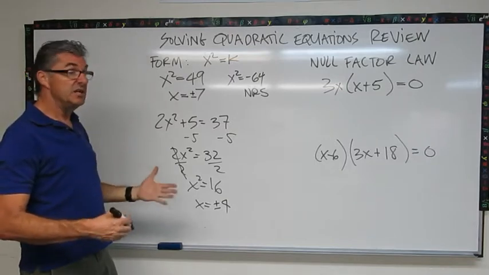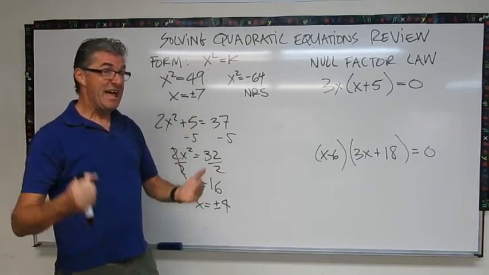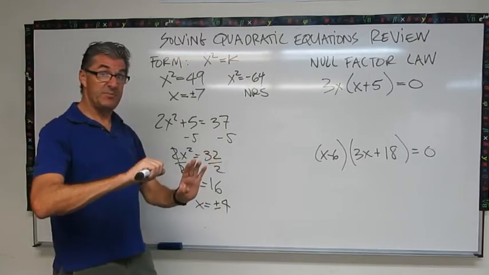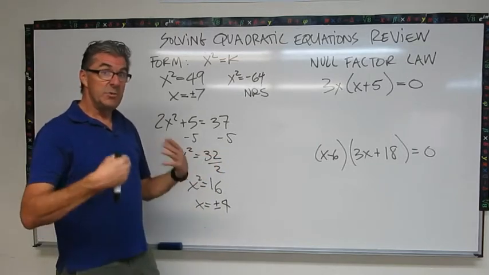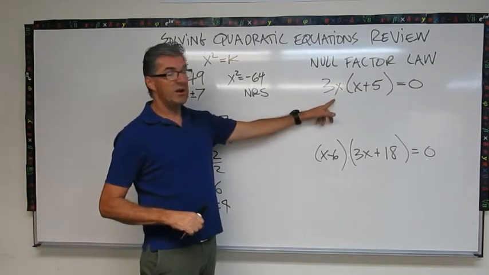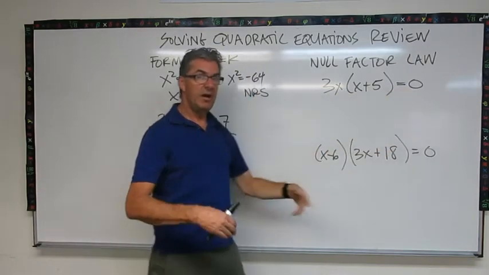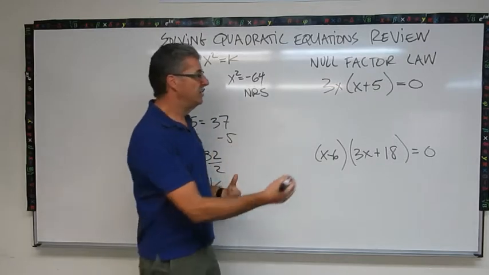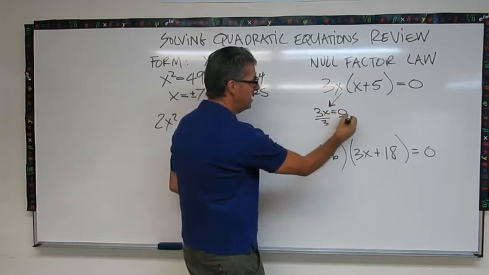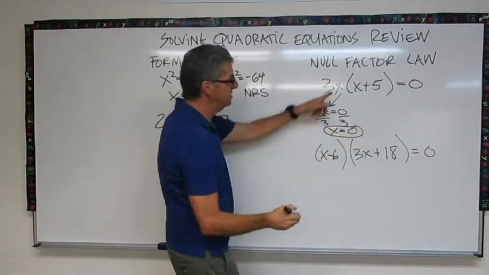The next thing we did is we moved on to the null factor law. So to review, the null factor law is basically anything times 0 is 0. Doesn't matter what the other thing is. If it's being multiplied by 0, it's going to be 0. So we exploit that law to solve quadratic equations. A pretty basic one here is 3x times x plus 5 equals 0. Now if you remember when we did these, we branched. We solved this one, 3x equals 0. Divide both sides by 3. This gives us x equals 0. So that's one solution to this quadratic.